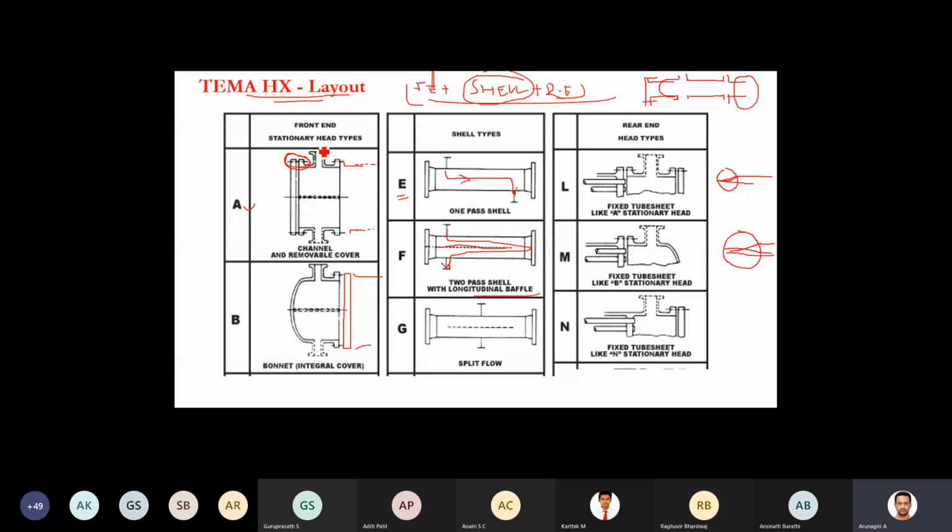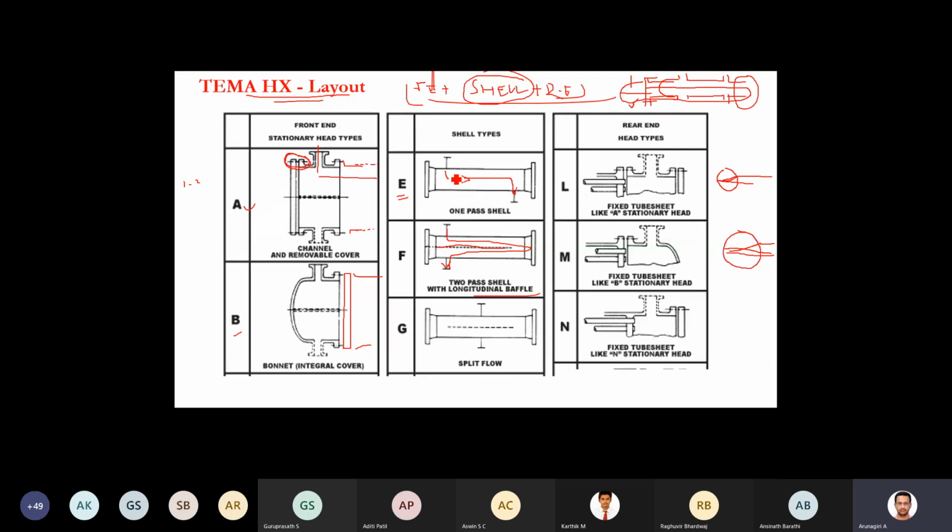But in this case, if you provide a baffle at the front end at this point, what will happen? Your shell side fluid enters here and flows. Then on the other side, if it is a one-two exchanger, the shell side fluid goes like this. You have a baffle at the end, it will go like this, come back, and come out like this. So if you have an E type shell, BEM, no, B type, this E is single pass.